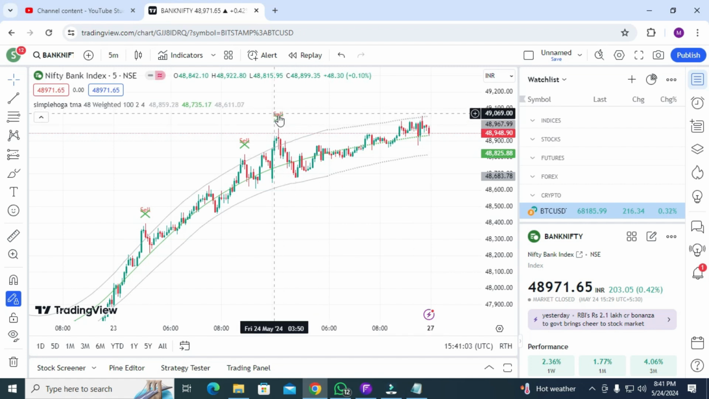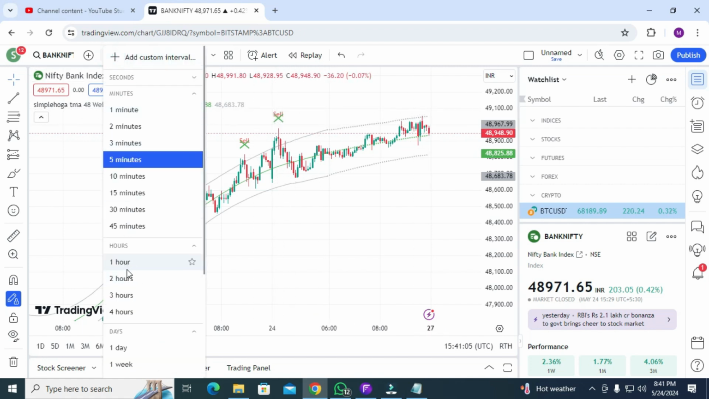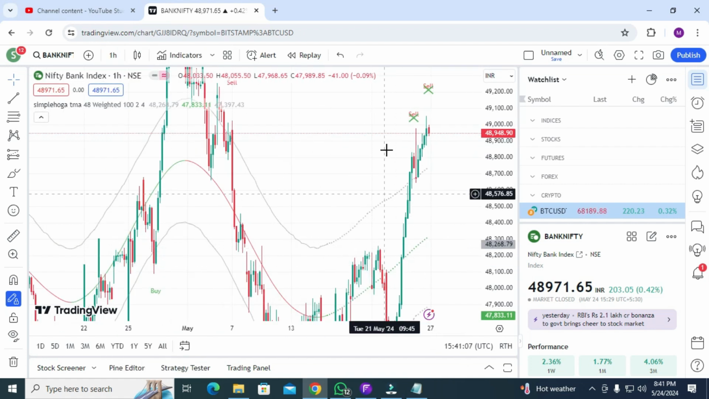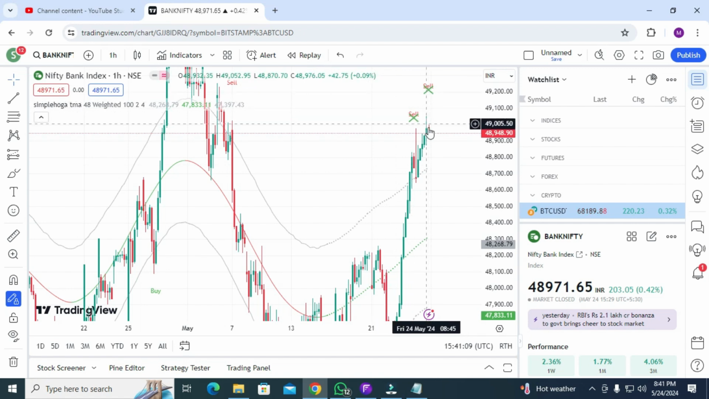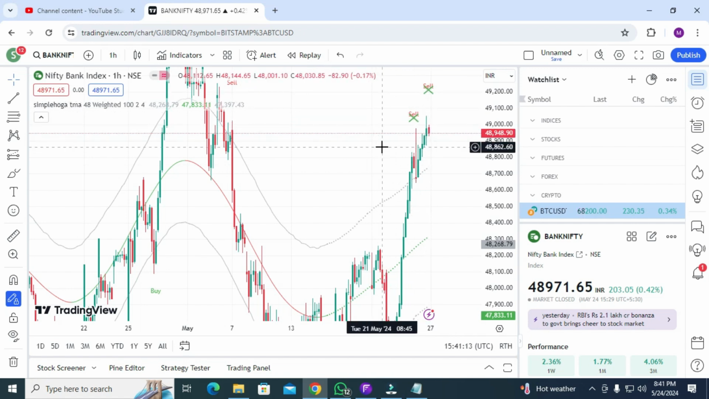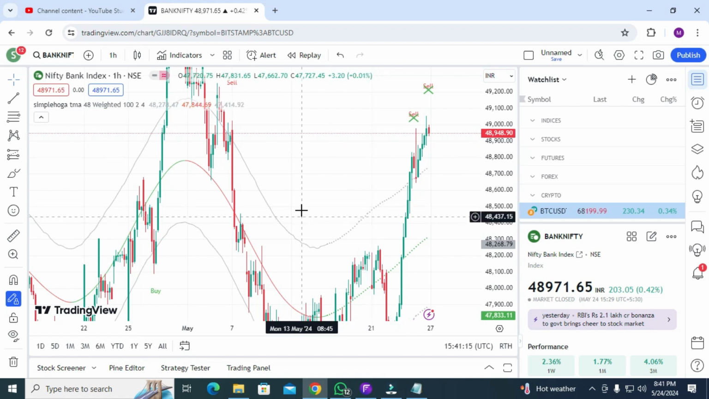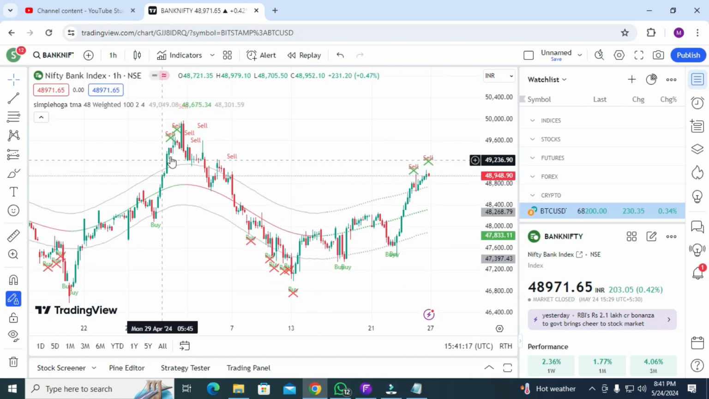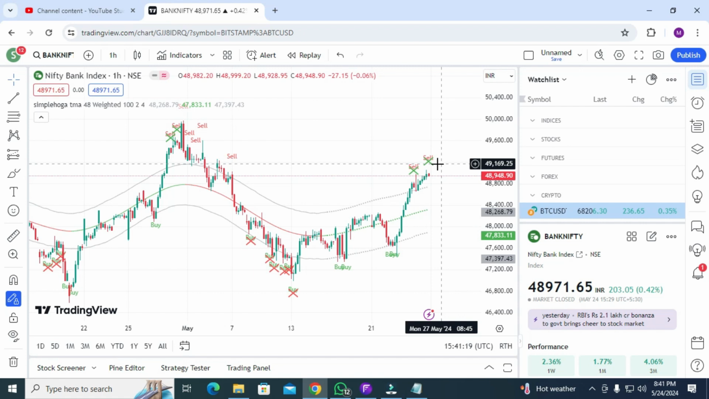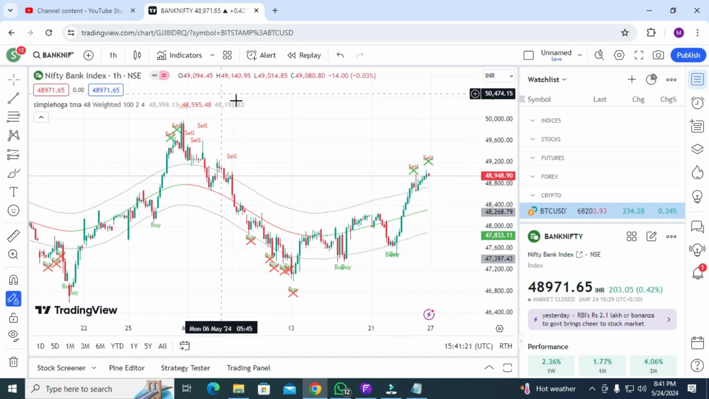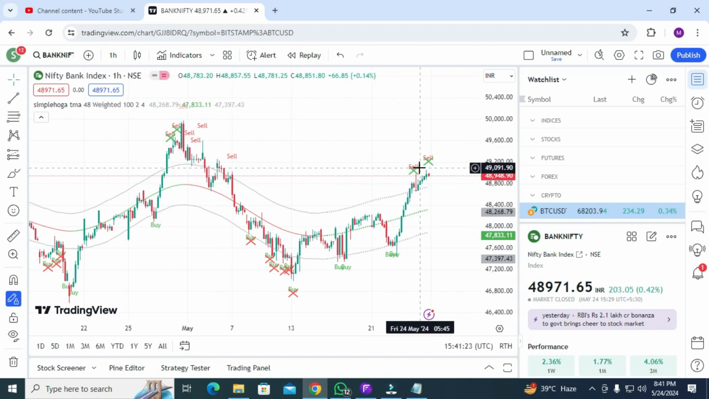Okay, now I need to go to the 1 hour time frame. You are getting a cross signal, you can see it comes on time, it will not come as a delayed signal. It will come on time and on the same candle. So that is the purpose I need to show you, that the signal will not come delayed. And if you are asking whether the cross signals come late, it will not come late.